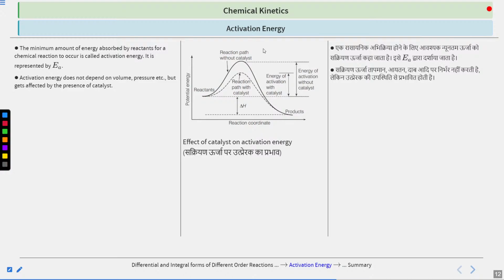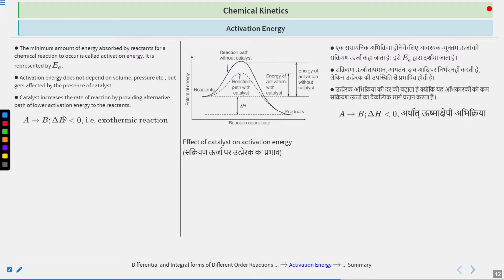Now activation energy does not depend upon volume and pressure, but it does depend upon the catalyst. Why? Because see, this is the activation energy without catalyst, but as you introduce a catalyst, the activation energy decreases. Now the reactant has to go through a small energy change to get the product. So this is the basic role of the catalyst. What it does is create a different path, and that path requires less activation energy for the reaction to occur.